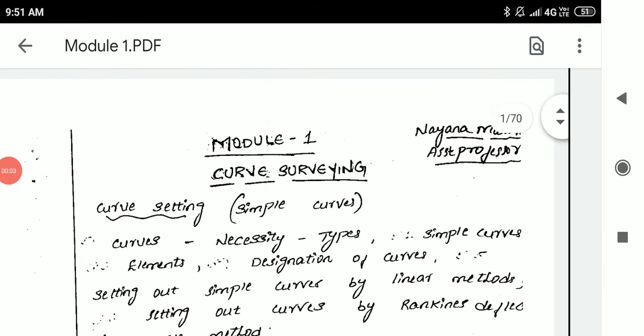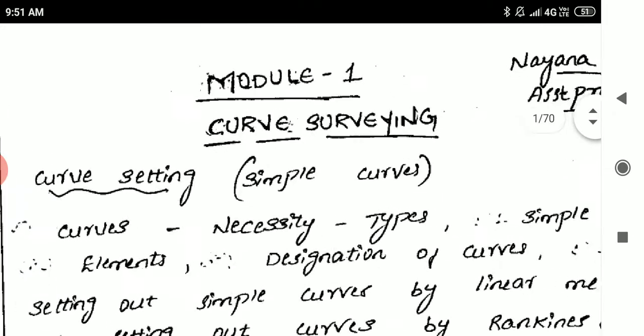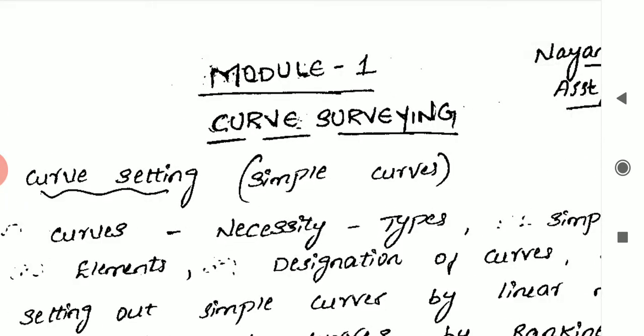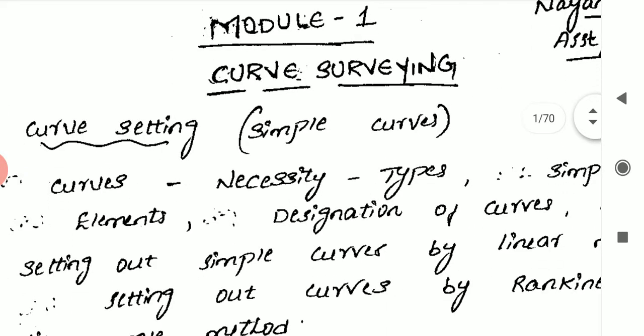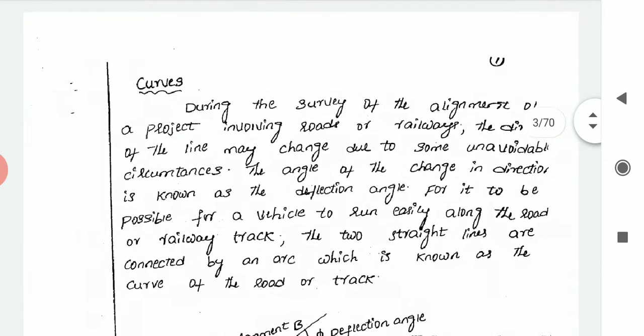Okay, hi to all. We will start Module 4, curve surveying. In this curve surveying, we will discuss what a curve is.